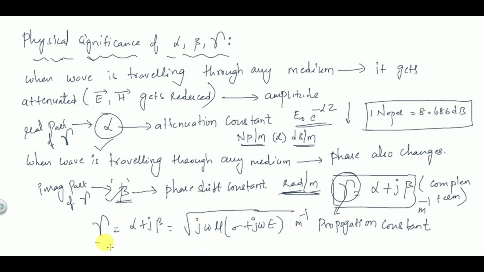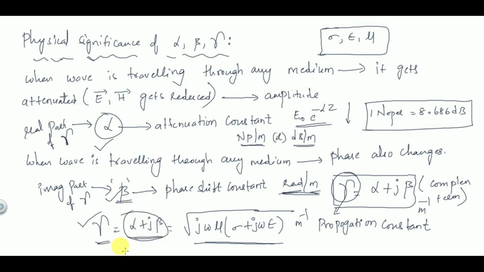We have the equation for gamma, but we don't have equations for alpha and beta in terms of medium parameters. Sigma, epsilon and mu are called medium parameters, which we already discussed in my first video on waves. So let me take one more slide and derive the equations for alpha and beta in terms of medium parameters.